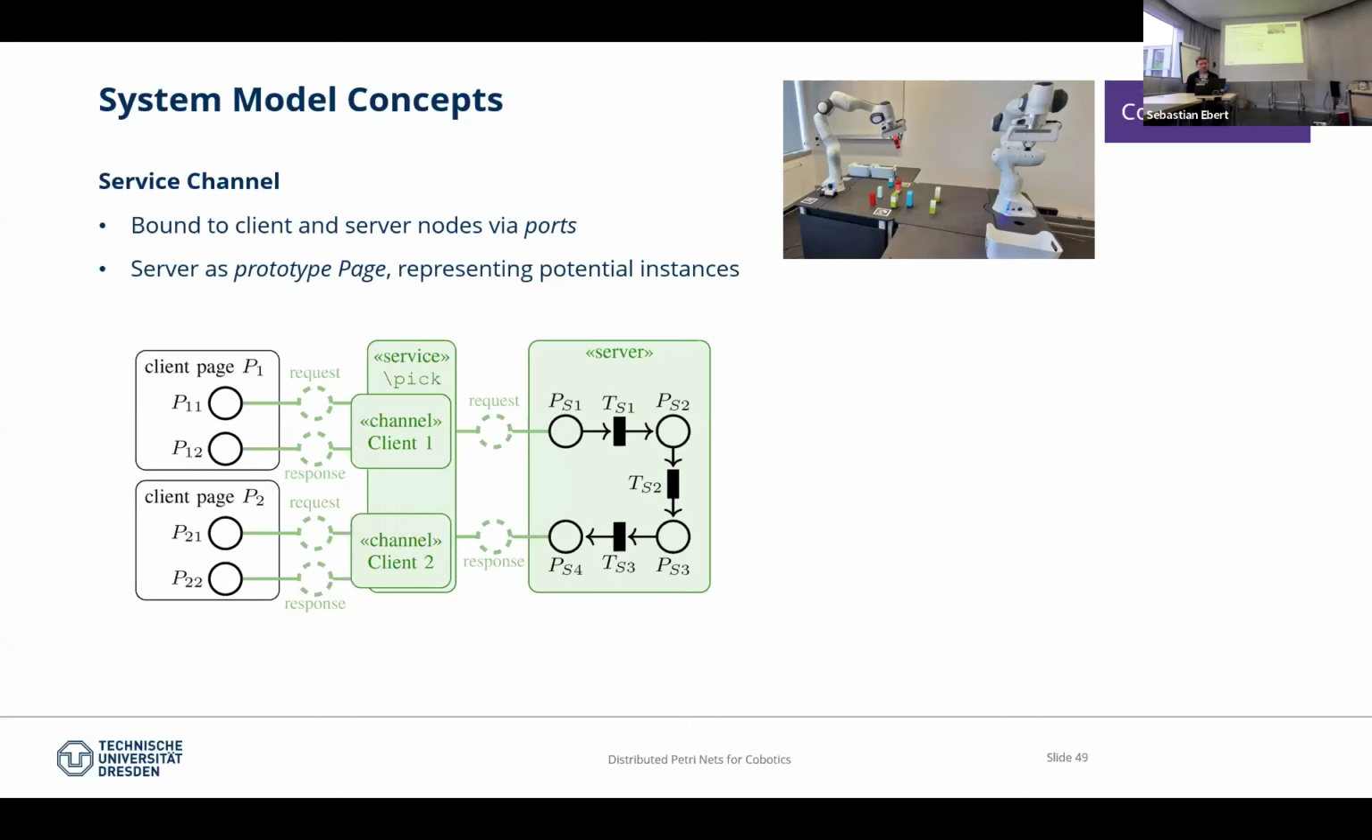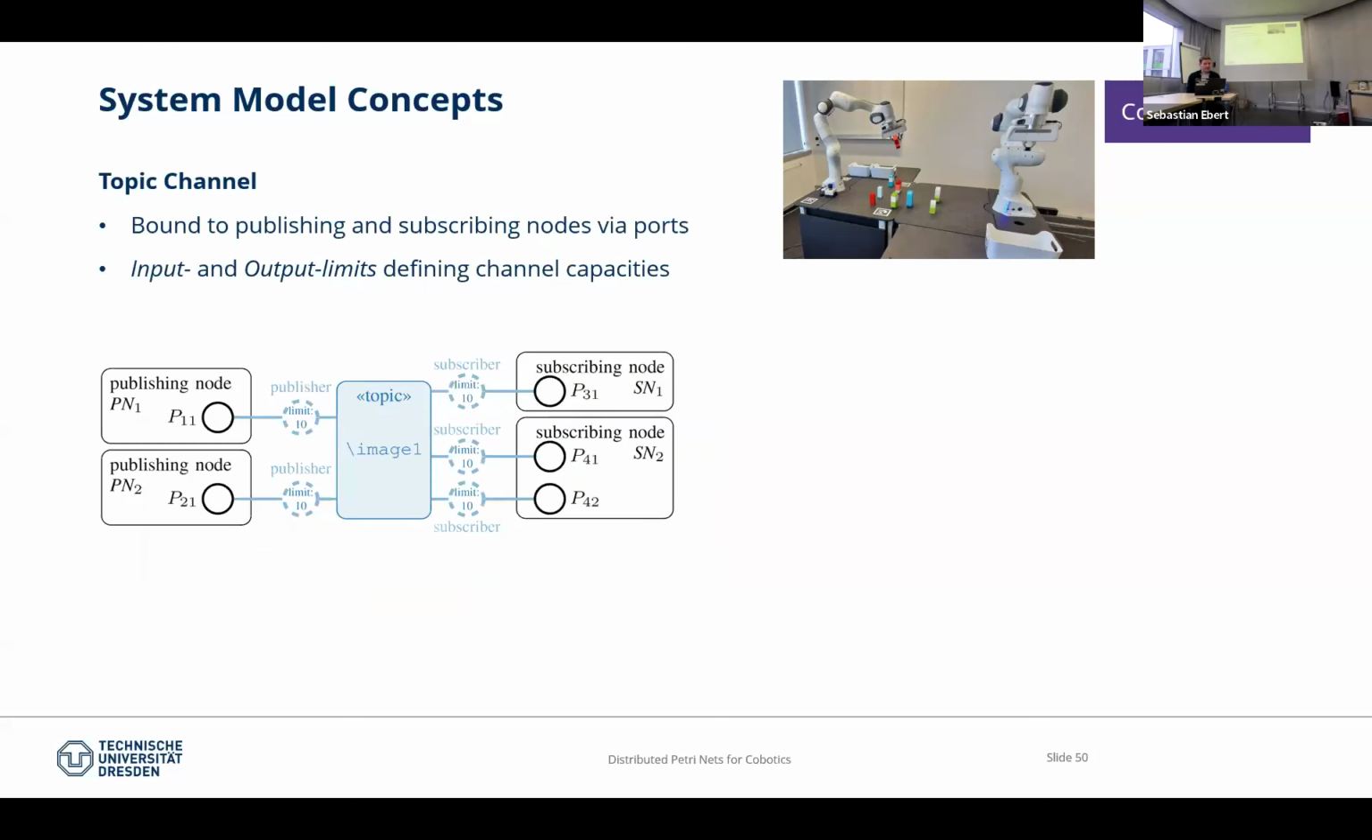What does that mean? It's a prototype page, which means at runtime it represents multiple pages, one for each potential server instance in the end. Because in ROS you can have multiple server instances for the same service in the end. And on the left side we have client pages, which represent, as said, basically the clients. It's a bit more simple in the world of topics, because then we don't have instances.